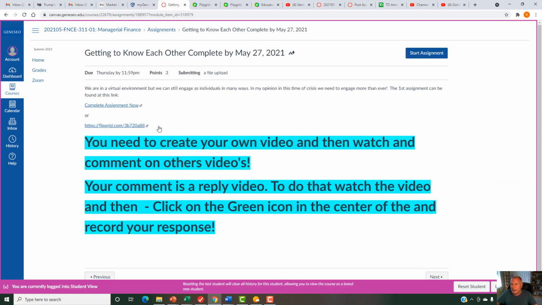What you're going to do is click on this, and I think we're in a virtual environment, but we still can engage as individuals in many ways. And in this period of crisis, and we're still here, it's not all better. We need to engage more than ever. So I want to get to know you, and I want you to introduce yourself to the class.